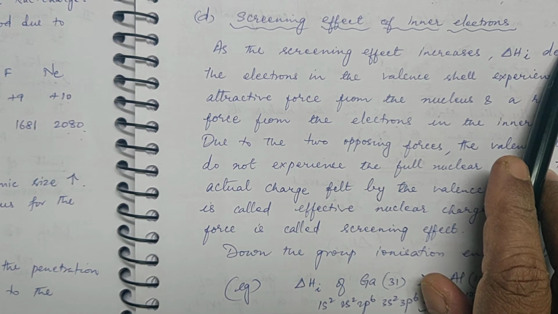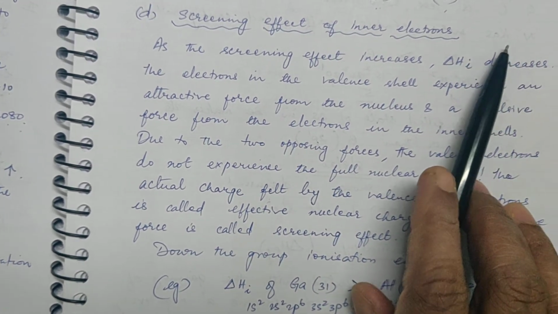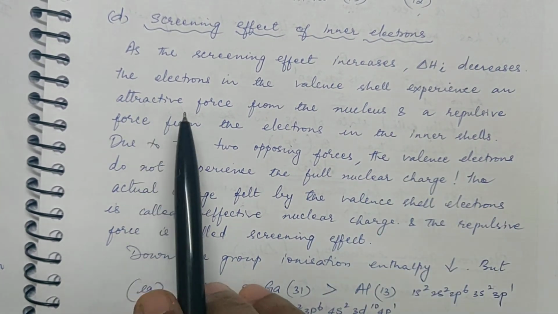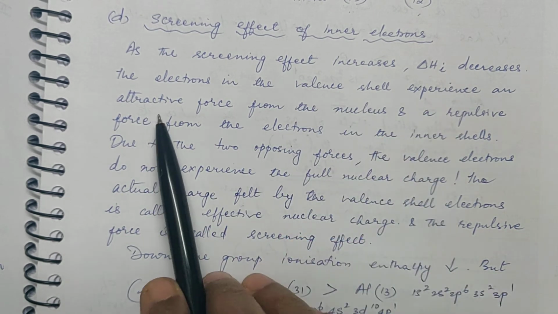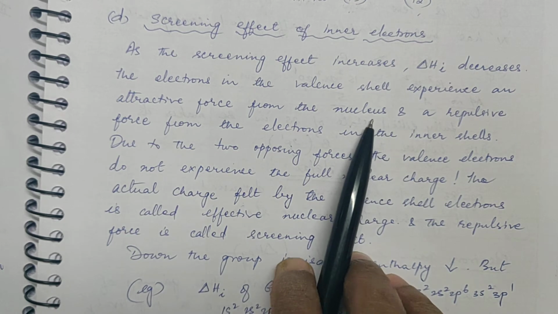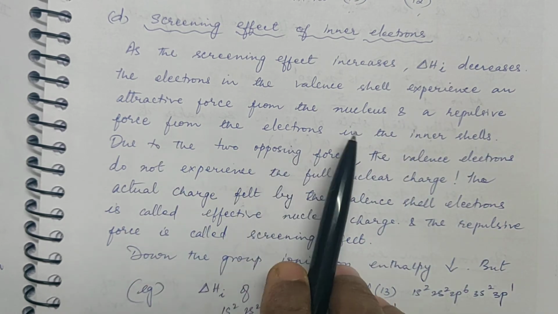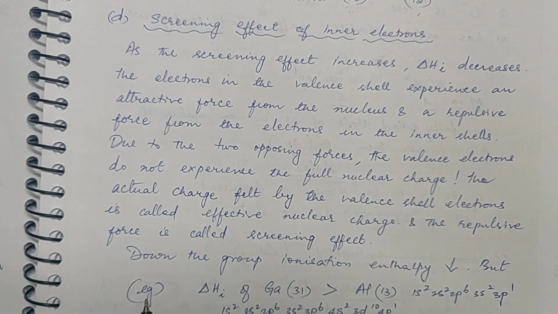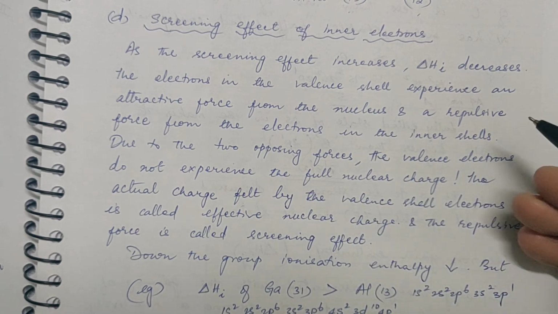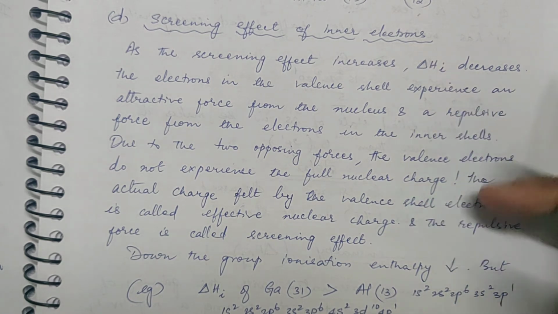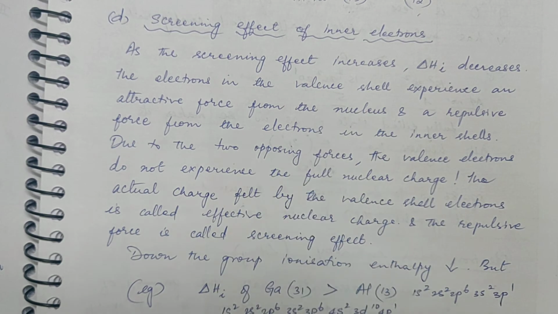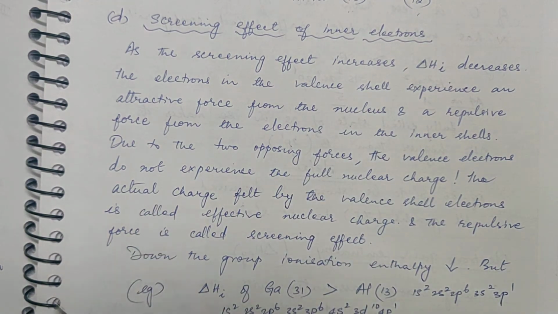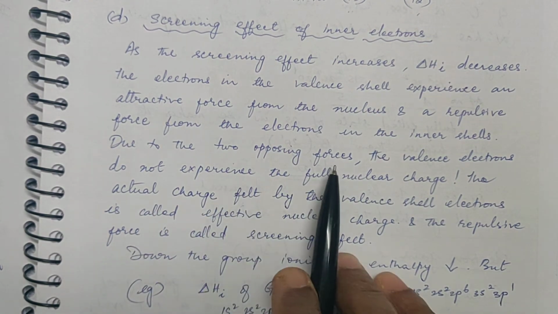As the screening effect increases, the ionization energy decreases. The electrons in the valence shell experience an attractive force from the nucleus and a repulsive force from the electrons in the inner shells. Okay? Electrons present in the outer shell will experience repulsion from the inner electrons, and attractive force from the nucleus. Now these two are two opposing forces.